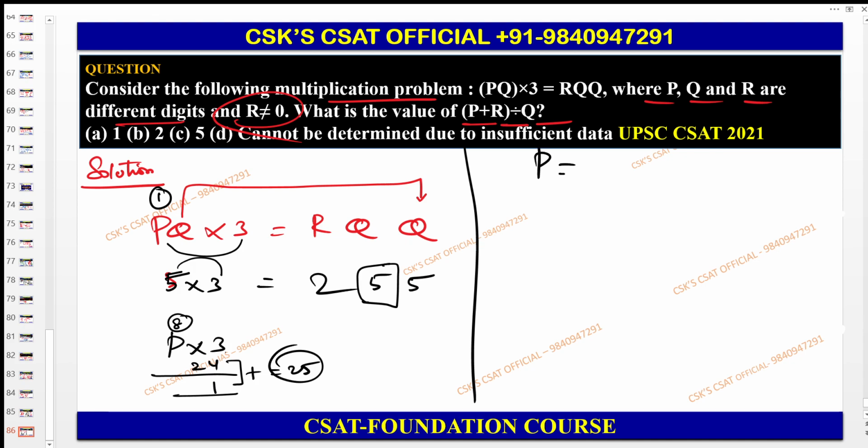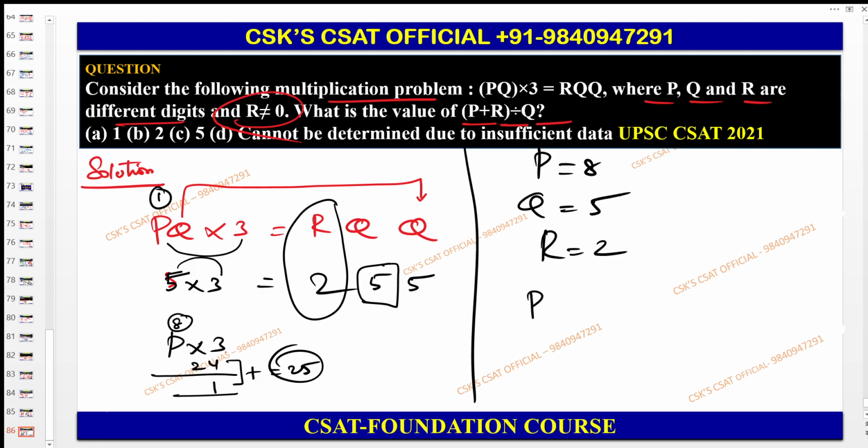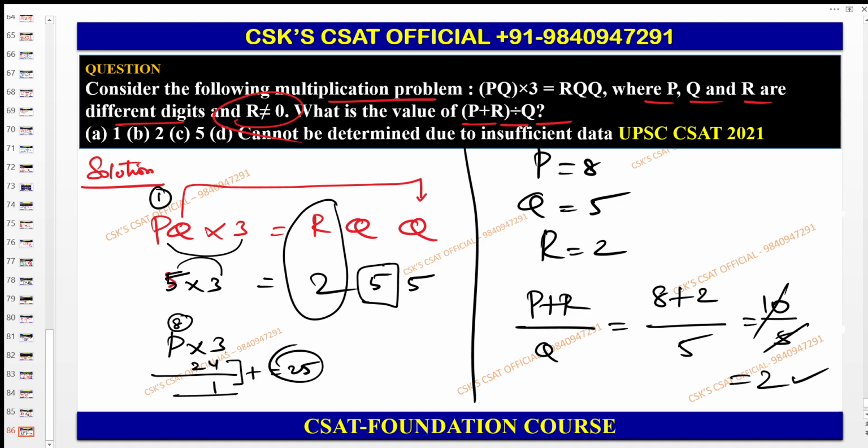Now check the values. So P is equal to 8. Q is equal to 5. R, check here, R is 2. That's it. So this is the condition provided in the question. P plus R, 8 plus 2 by 5, 10 by 5. Cancelling, 2 is the answer for this question. Preeti, you got a 2. Yes, sir. 2 is the answer, not 1.